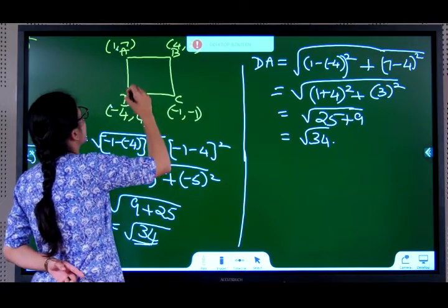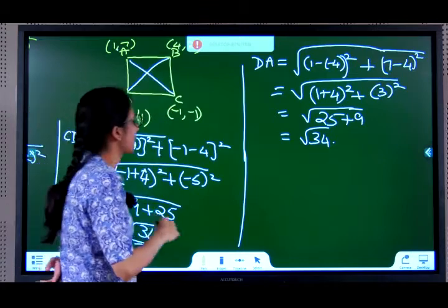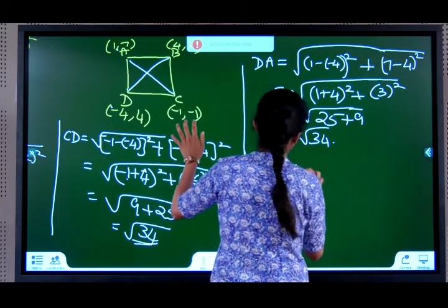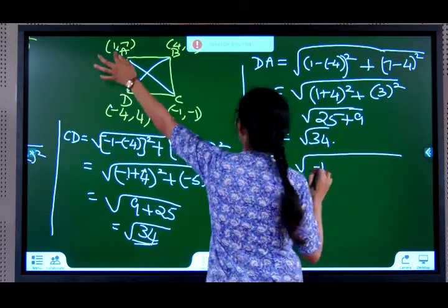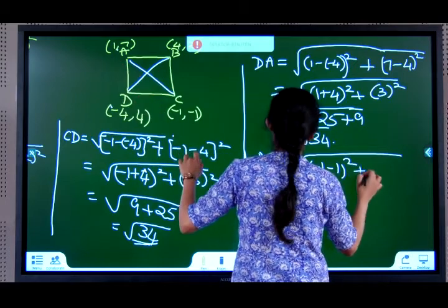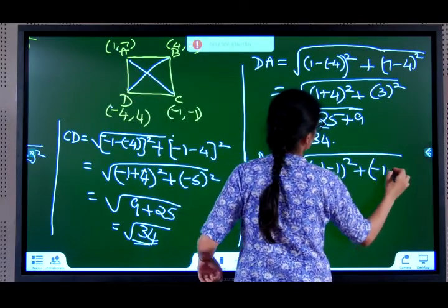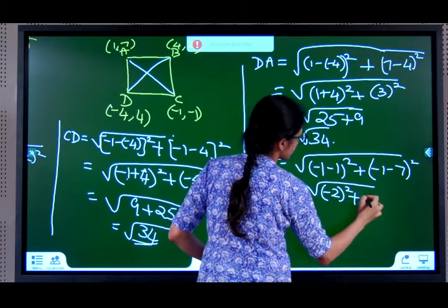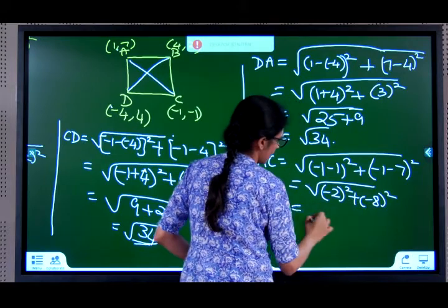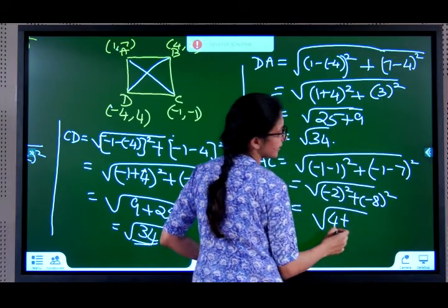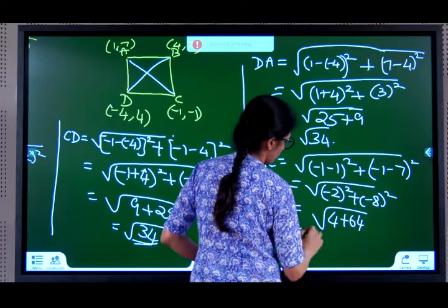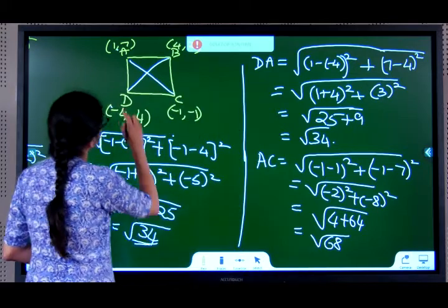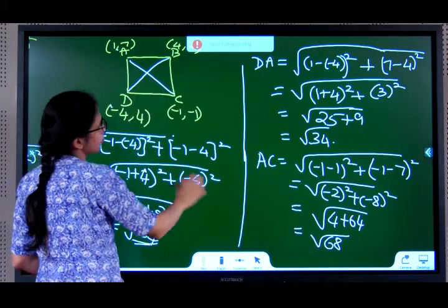So now let's go to find the diagonal. Diagonal is nothing but BD and AC. So AC, x1, y1, x2, y2. (-1 minus 1) the whole square plus (-1 minus 7) the whole square, (-2) the whole square plus (-8) the whole square. 4 plus 64, root 68. Next, AC is over. Now go for BD.